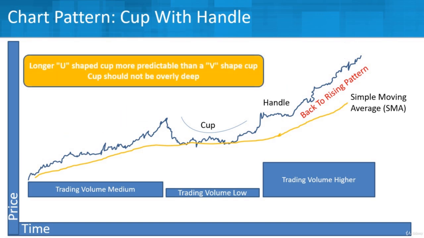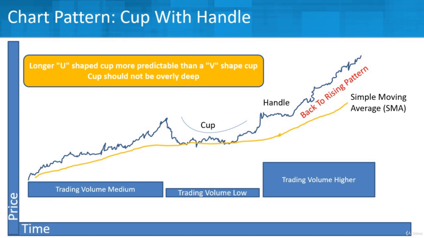Also, one thing to consider is the longer the U shape of the cup, the more predictable it is than a V-shaped cup. So if you see that we have this long U there in the example we're showing here with this cup, it looks like a U, but it's really flatter and longer than if it was a real sharp V type of cup.